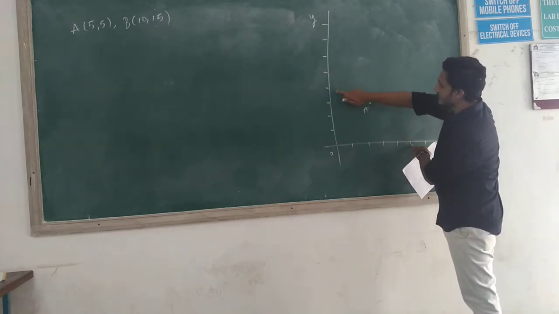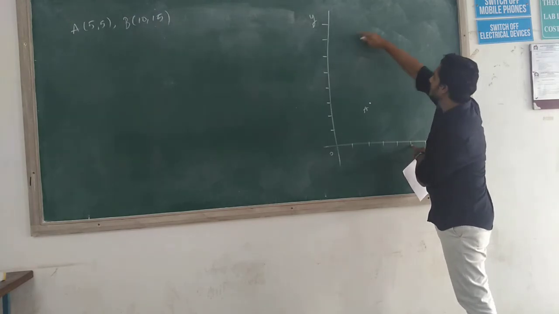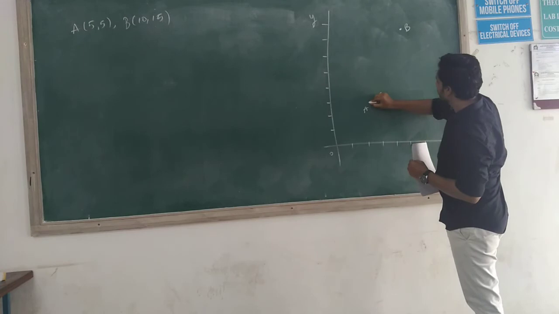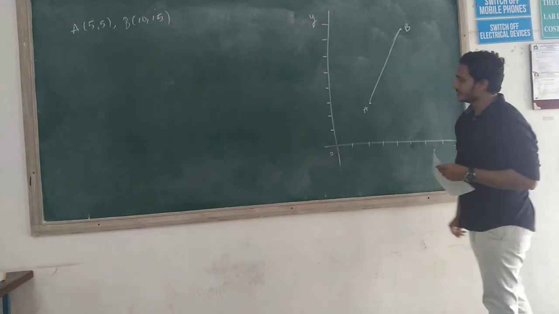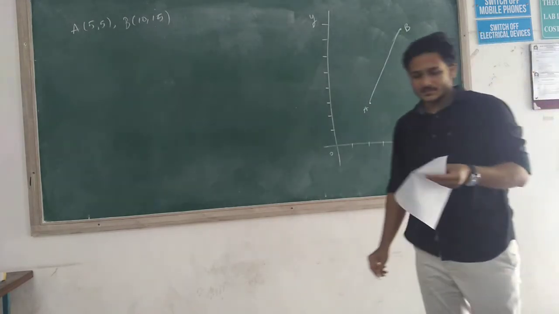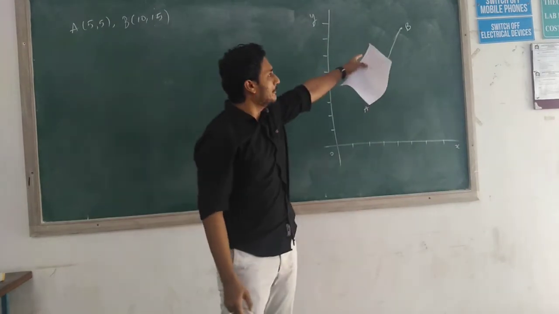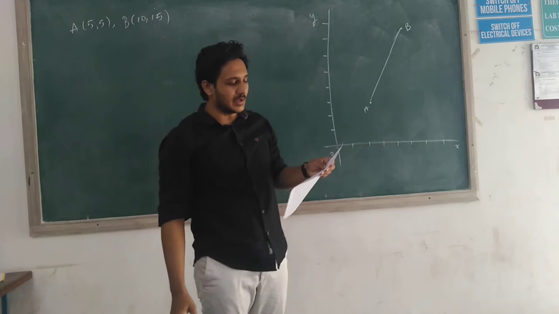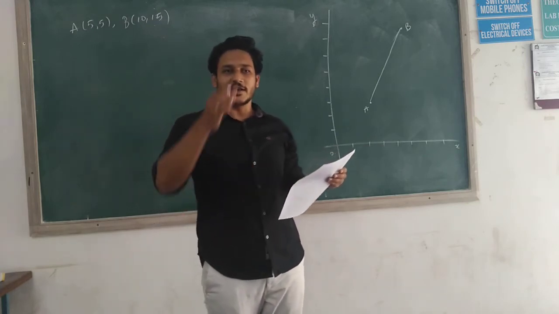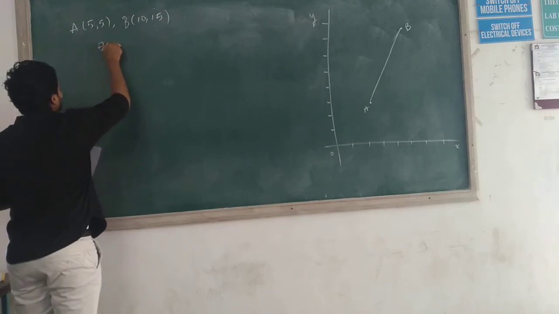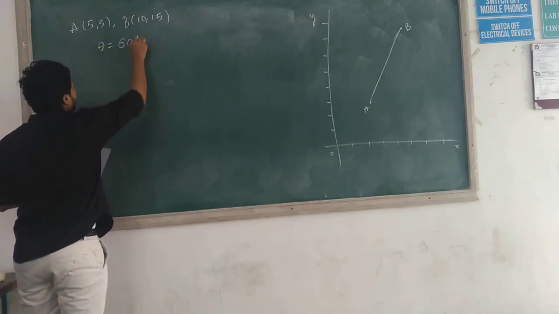2, 4, 6, 8, 10, 12, 14. This is 15. So this is 10. Well, this is A and B. And this line is to be rotated about point B by 60 degrees in the counterclockwise direction. So theta is equal to 60 degrees.